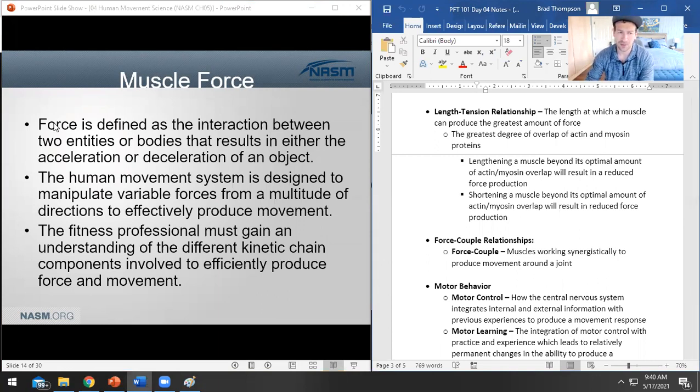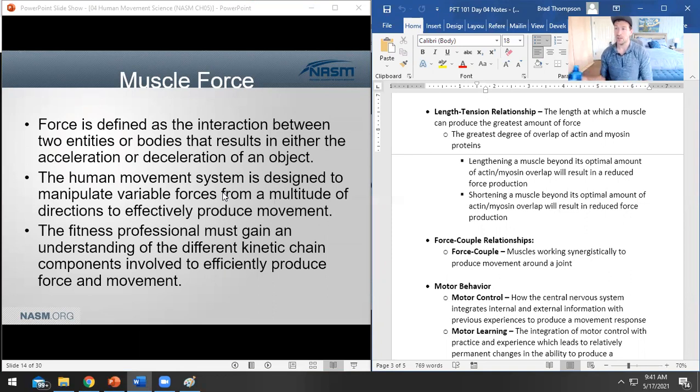So when we're talking about force, the physics definition is the interaction between two entities that results in either acceleration or deceleration of an object. It's a true definition. I don't find it all that helpful. Force is when one thing is able to generate a little bit of kinetic energy and it either accelerates or decelerates, it moves another object.